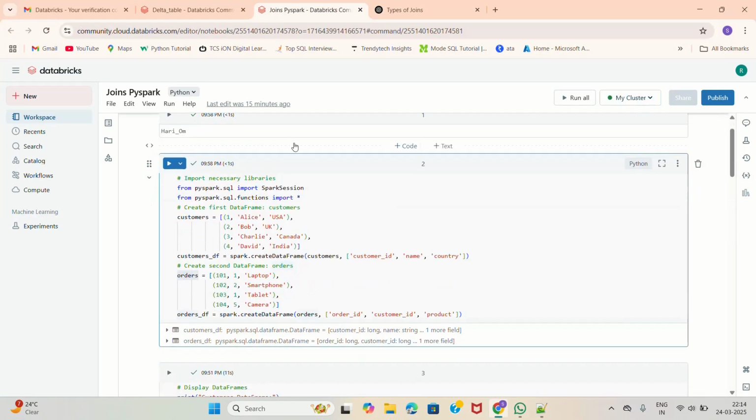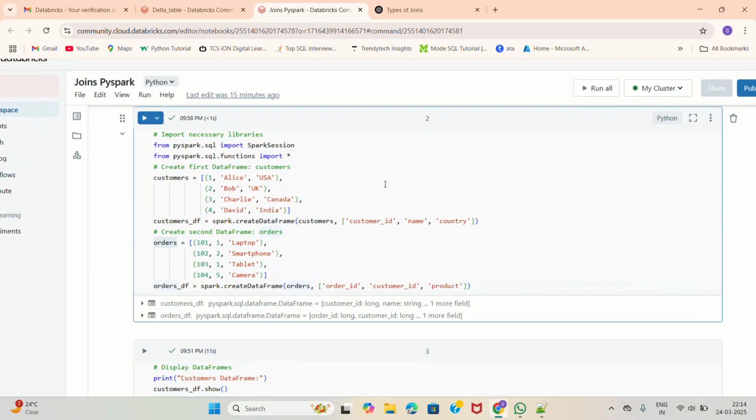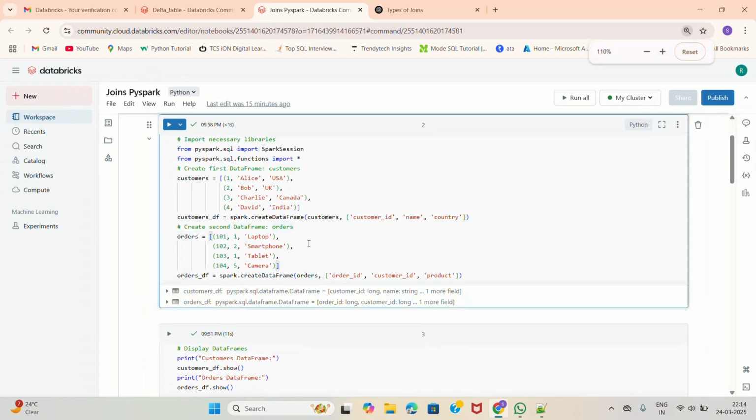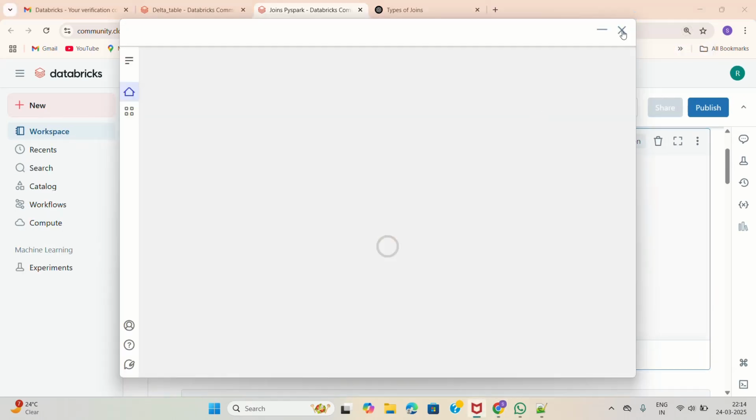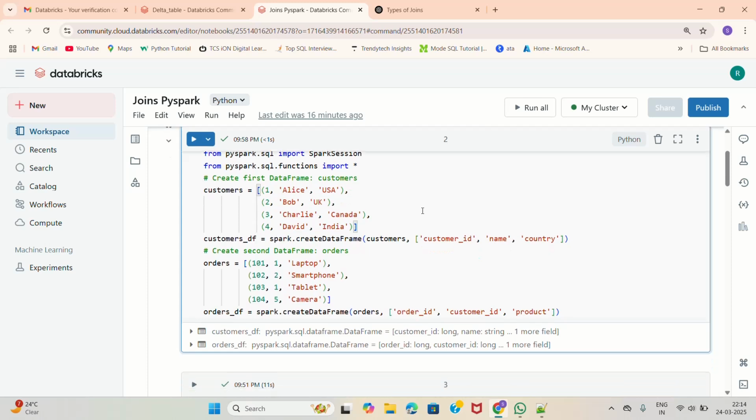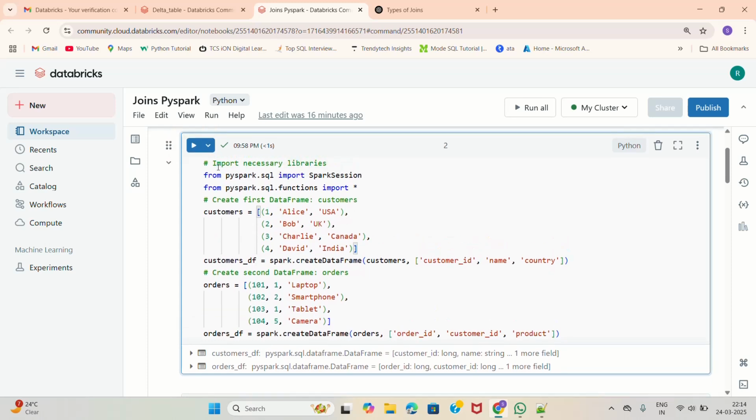Actually, I had created Spark Community Edition, and I had created my cluster as well here. Let me increase my font size. Yeah, I hope it's better. Yes, sorry for this. Now observe the code here.